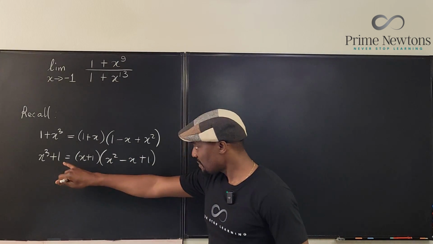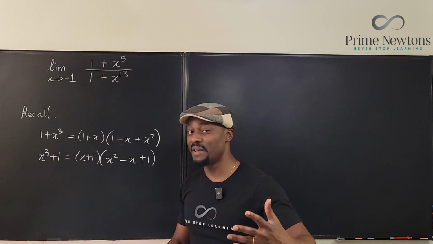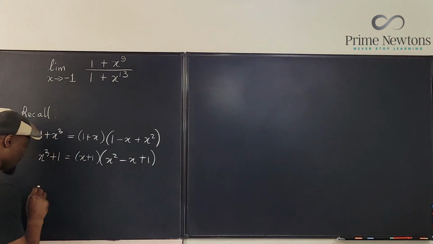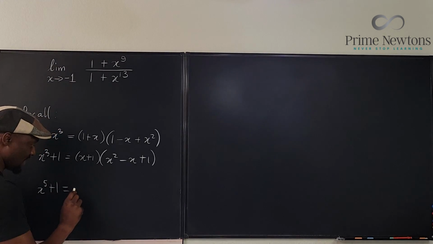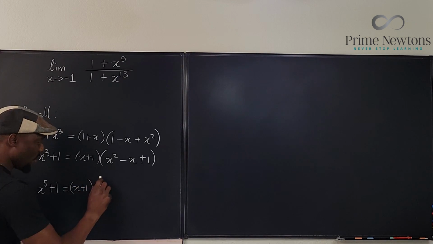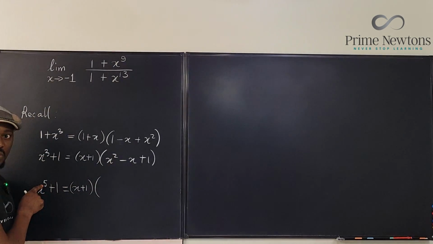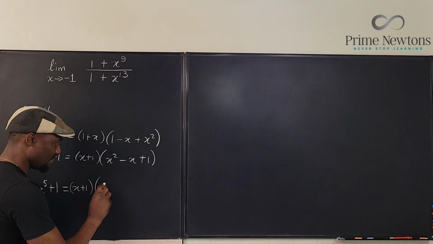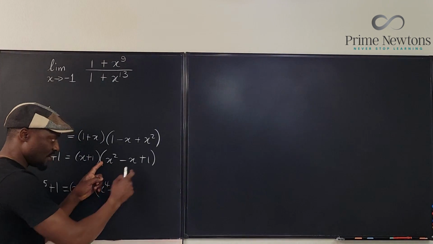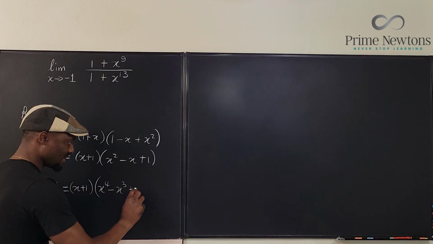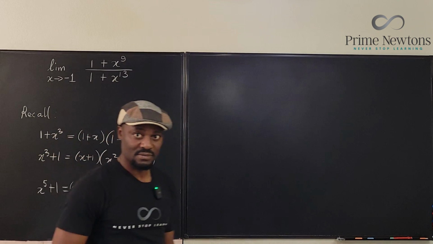Now, if what we have here is not a cube, if what we have here is x to the fifth, watch what's going to happen. If you have x to the fifth plus 1, what you're going to have here will be the same thing, x plus 1. But what's in the parenthesis is not going to start from x squared. It's going to start from 1 power below 5, so it's going to be x to the fourth. And the next sign will be minus x cubed. Then you start this again: plus x squared minus x plus 1. That is the factored form.